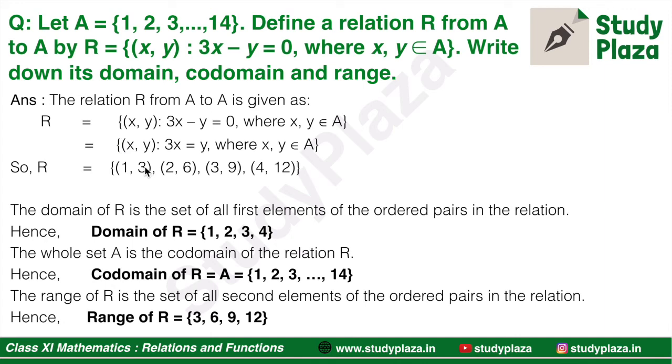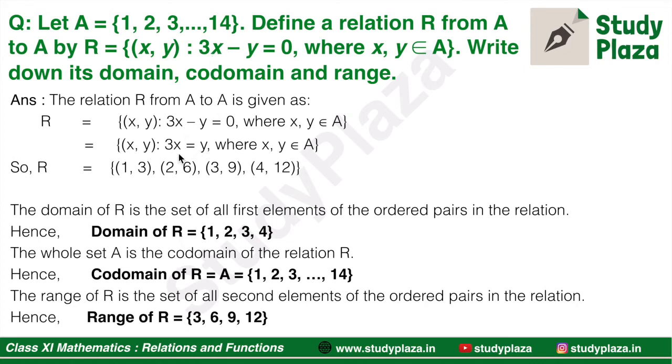To understand the relations more clearly, let us solve one question. The statement of the question is, let A is equal to 1, 2, 3 till 14. Define a relation R from A to A given by R is equal to x comma y such that 3x minus y is equal to 0, and x and y belong to A. We have to write the domain, codomain and range. Let us start with the answer. As the relation R is from A to A and is given by 3x minus y is equal to 0, or we can say 3x is equal to y, we take the value of x from the set A and we will find the value of y, and the value of y must lie within the set A also.